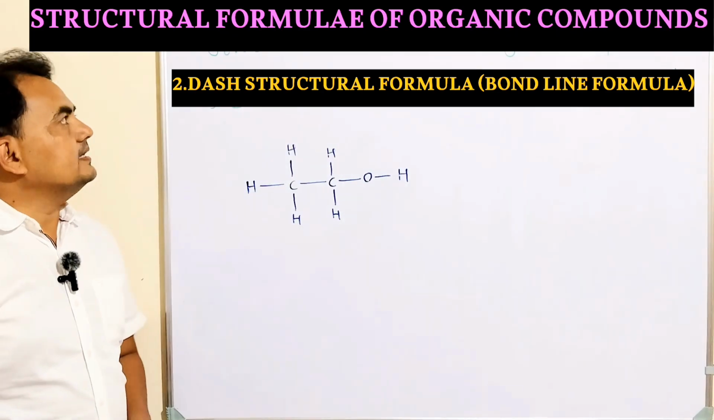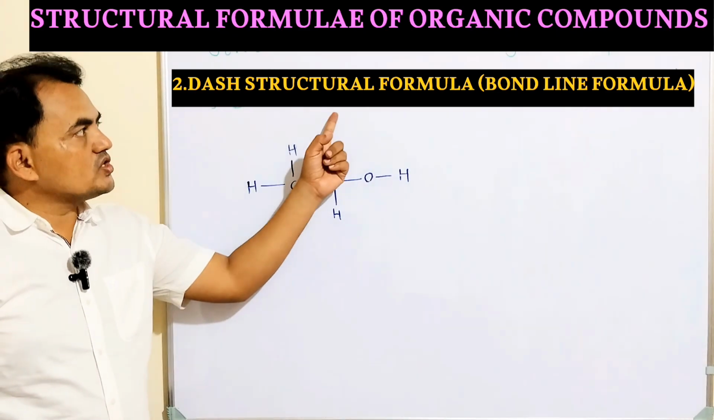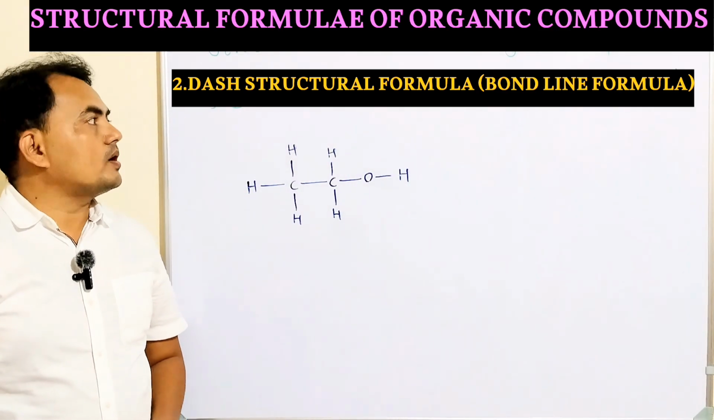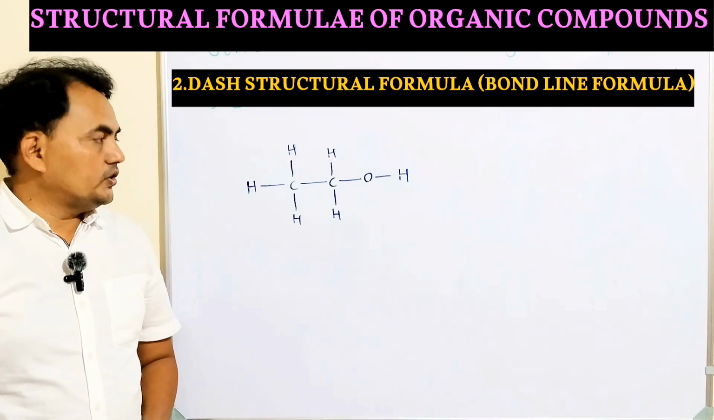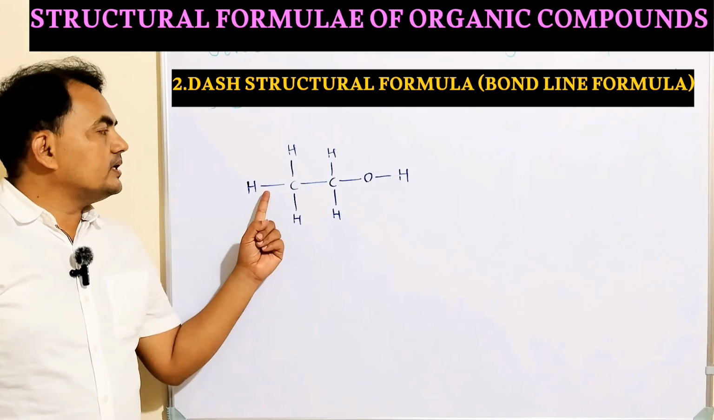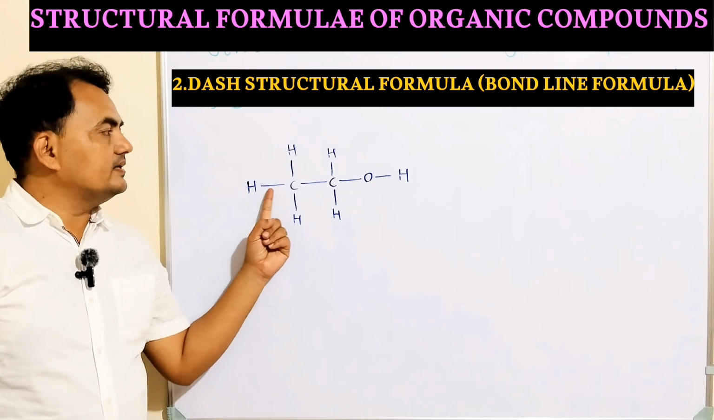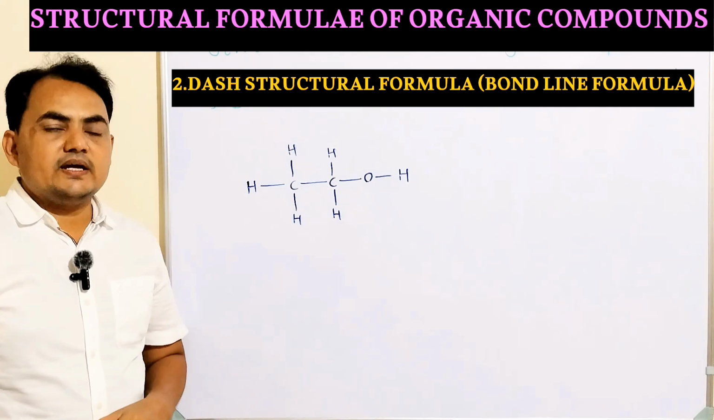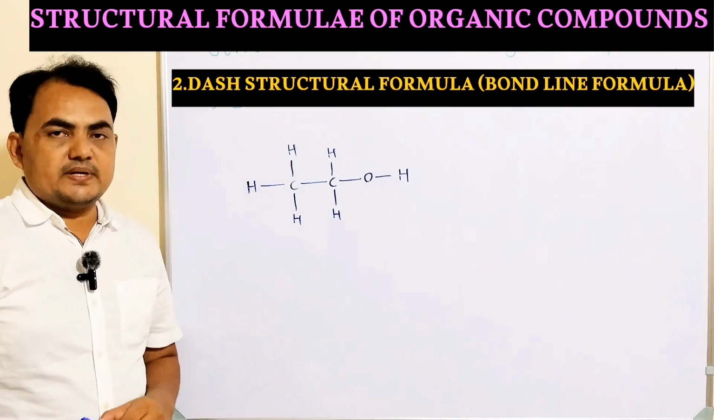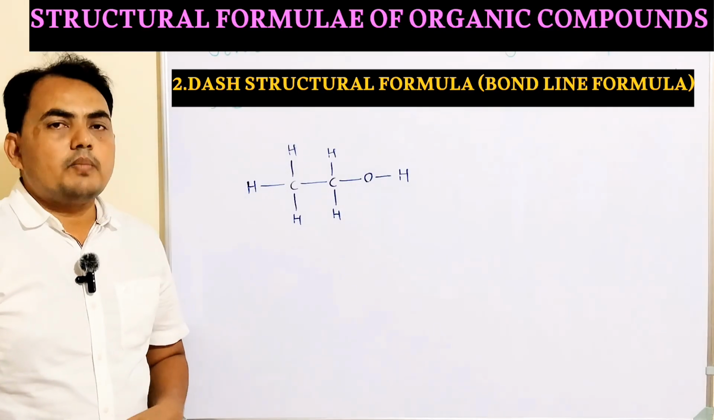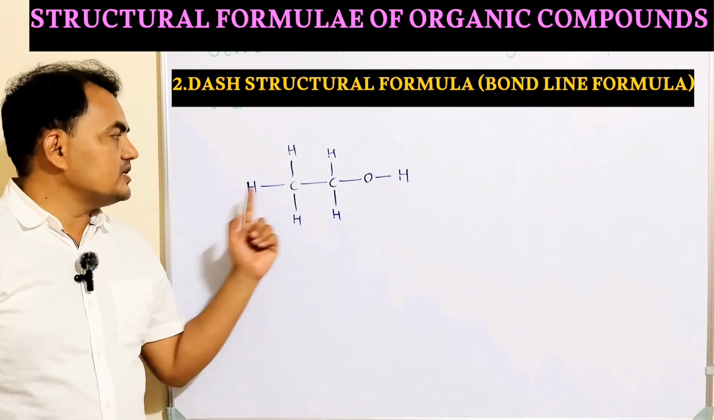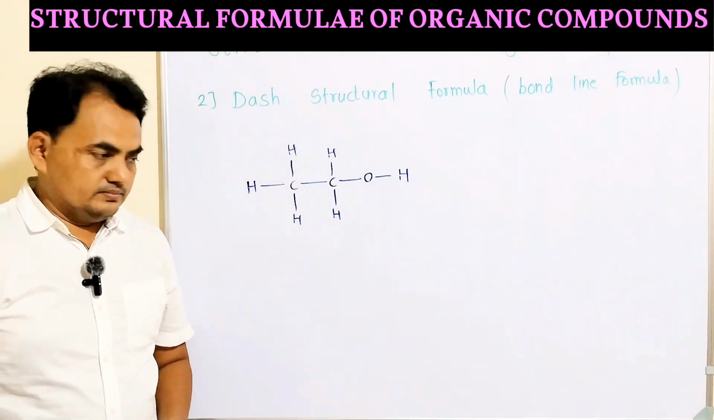Now we see the second type of structural formula, that is the dash structural formula or bond line formula. This is the most commonly used formula to represent the structure of a molecule. So consider an ethanol molecule. In the ethanol molecule we can use a dash or line to represent the bond between the atoms. This is a simple representation we can use to represent a bond. So we call it the dash structural formula or bond line formula. Here simple dashes or lines are used to represent the bond.